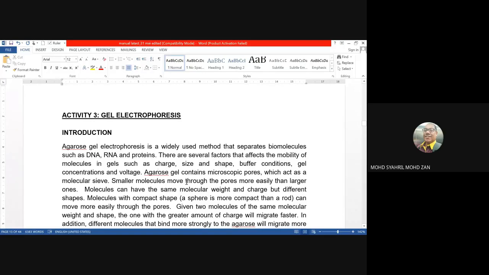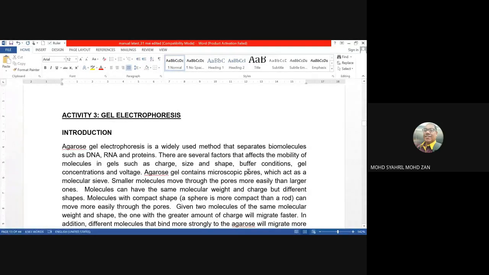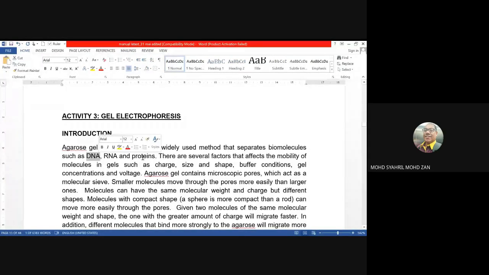Okay. So we're using what we call agarose gel, which contains microscopic pores, which act as a molecular sieve, or filter. Molecular sieve means a filter of molecules. Smaller molecules move through the pores more easily than the larger ones. So from here you can have DNA, RNA or protein, whichever is bigger. If you put protein, it will be slower to move in.